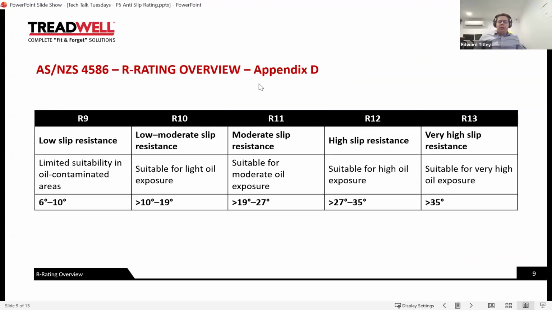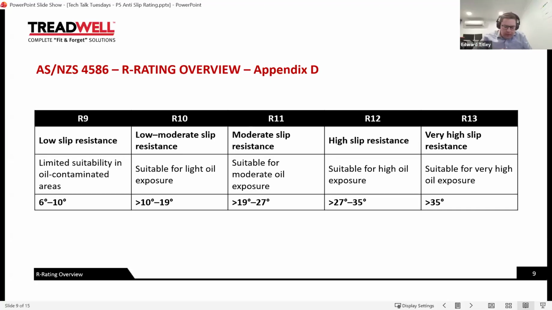Next up, we're going to talk about the R rating. So this is to Appendix D of AS4586. This gives us the classifications from R9 through to R13. So Appendix A, we mentioned earlier, that's the wet pendulum test. This Appendix D is the oil incline test.